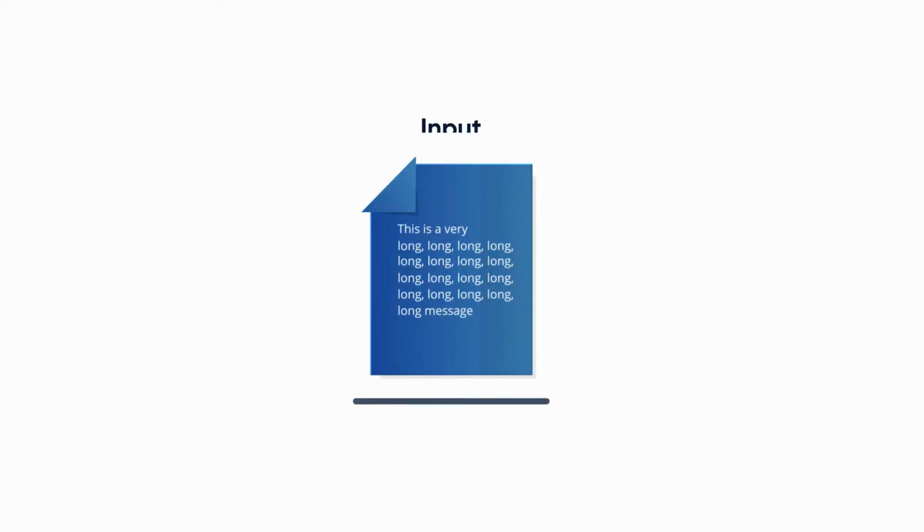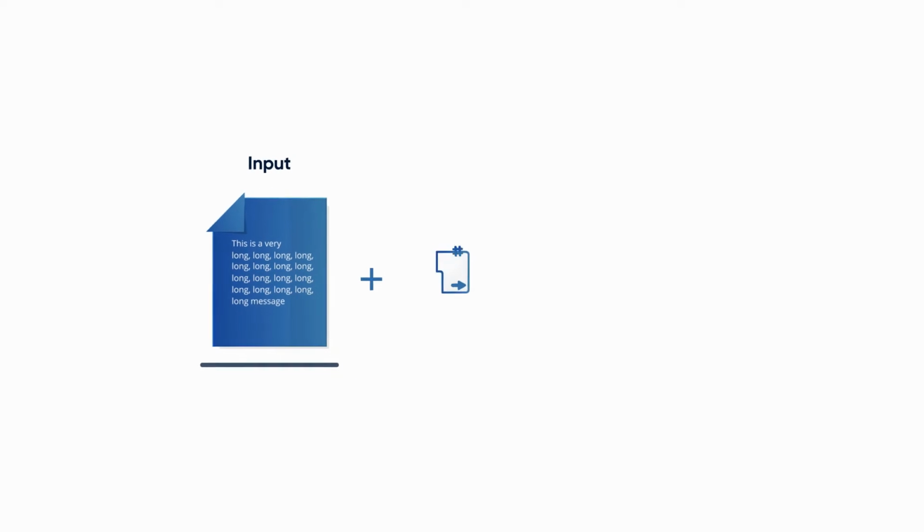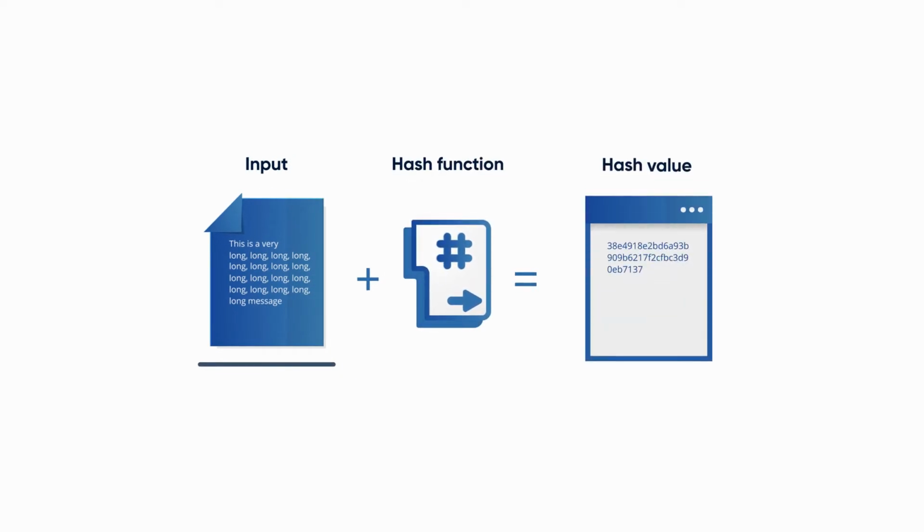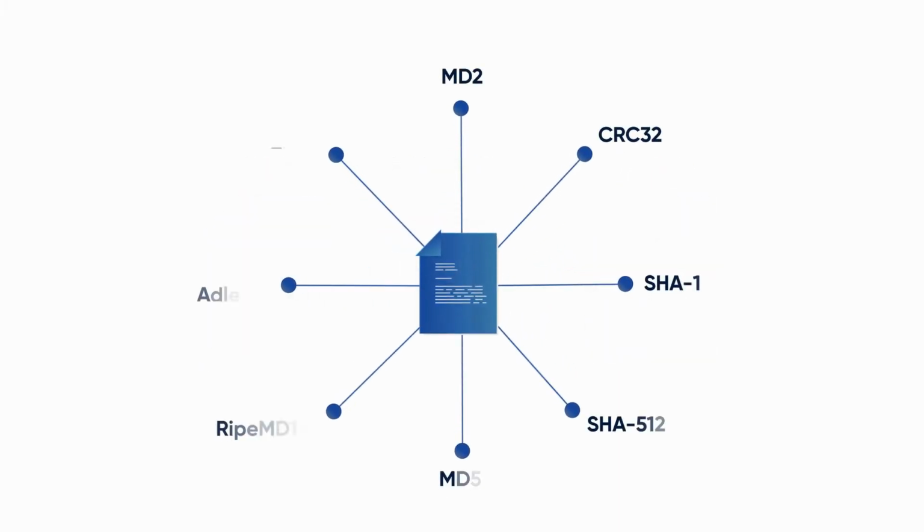The message to be hashed is called input. The algorithm used to do so is called a hash function, and the output is called hash value. There are many formulas that can be used to hash a message, but a cryptographic hash function needs to have some qualities to be considered useful.